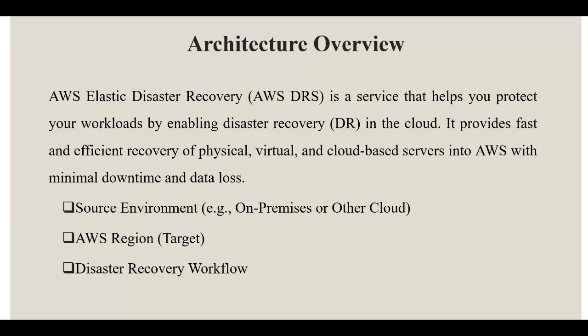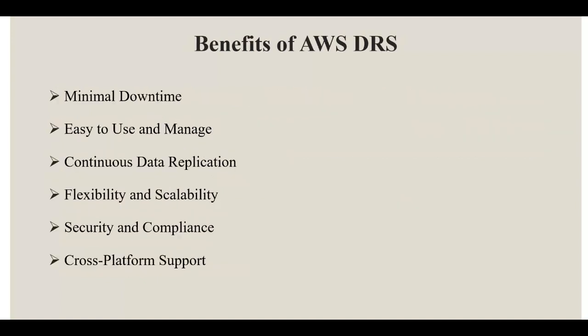So this is the architecture overview. First we start with the source environment, the next is the AWS region, and the next is disaster recovery. When the disaster recovery is completed, the synchronization goes back to the source environment. This process starts like that. This is all about the architecture overview of Elastic Disaster Recovery. Next, let's move to the benefits.